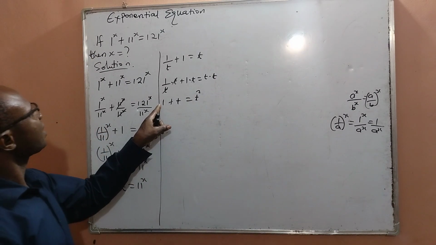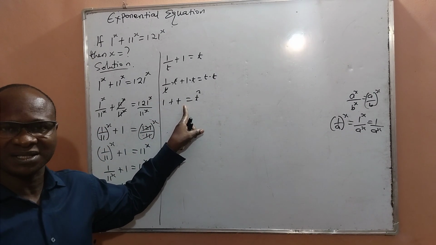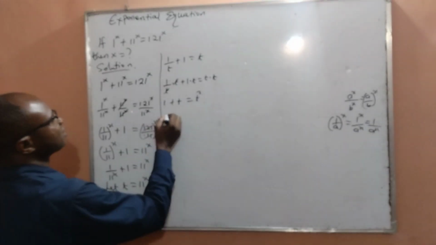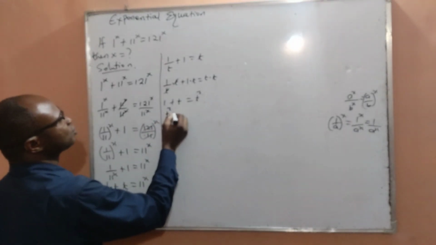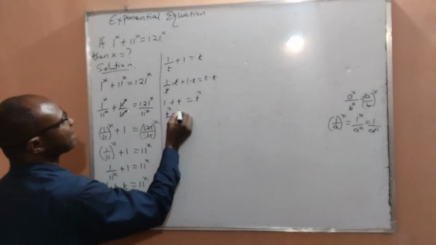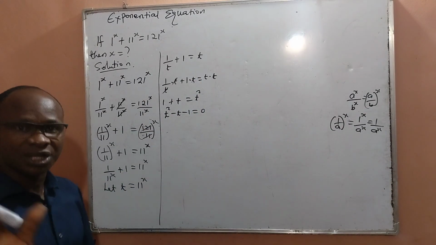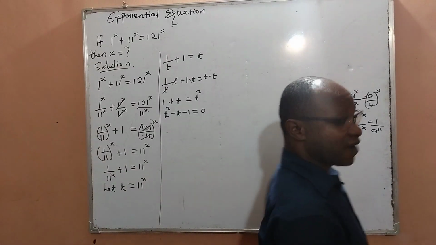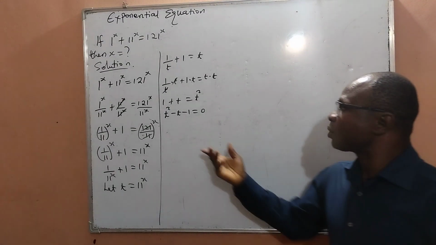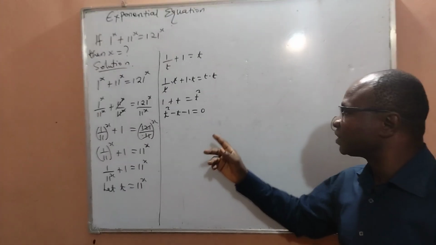Very good. I will now move what I have on the left hand side to the right hand side so that it becomes t to the power of 2, then t crossing over will be minus t, then 1 crossing over will be minus 1 equal to 0. This is now a quadratic equation. Therefore, we are going to take one of the methods of quadratic equation in solving this.